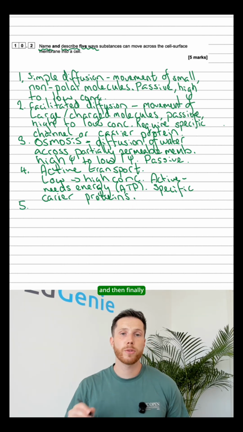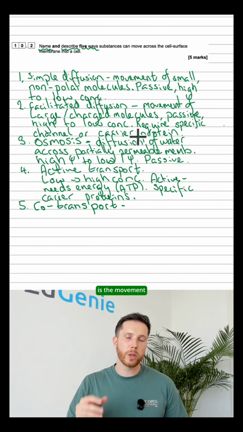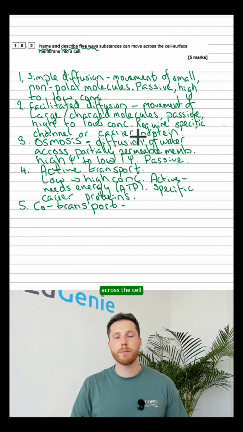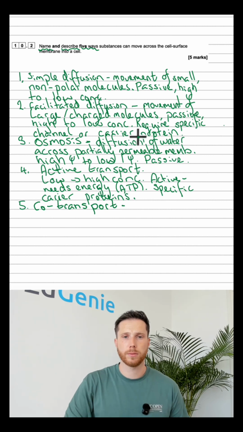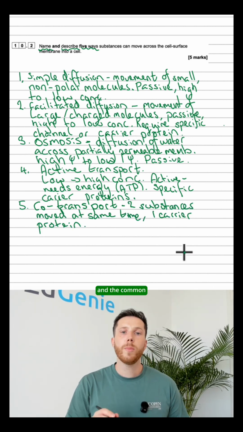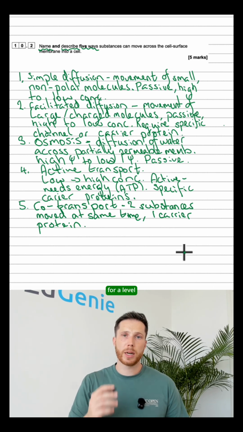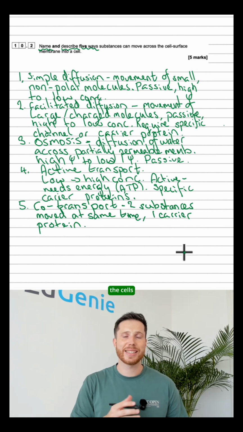And then finally, we have co-transport. So co-transport is the movement of 2 substances across the cell membrane at the same time using one carrier protein. And the common example of this that you need to know about for A-level biology is in the ileum of the small intestine, where sodium ions and glucose molecules are moved into the cells together.